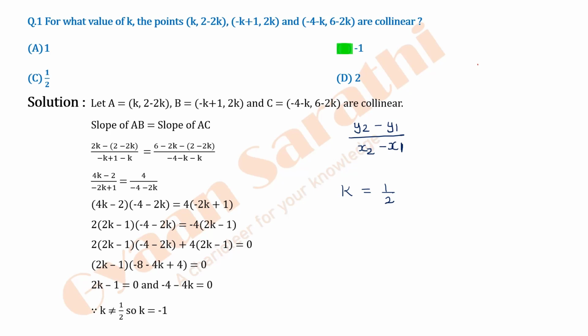So the slope of AB won't be defined. Also we see, if we put k is equal to 1 by 2, our points A and B coincide. Okay, so we neglect k is equal to 1 by 2, hence k is equal to minus 1 is the correct answer. Okay, I hope you understood the solution.